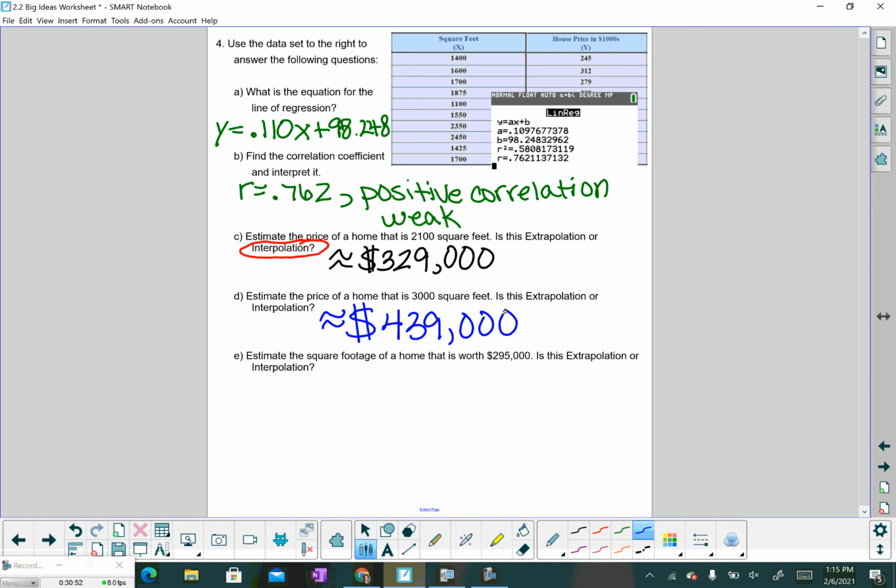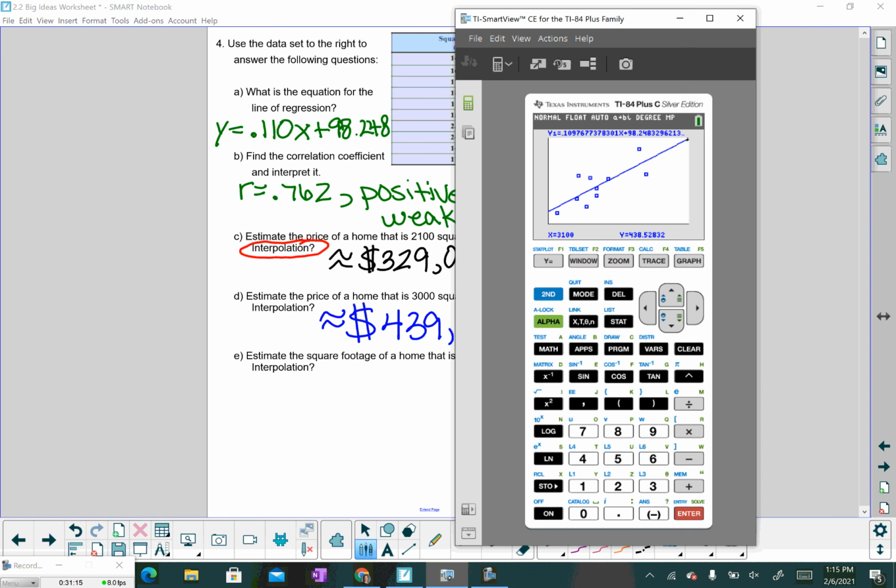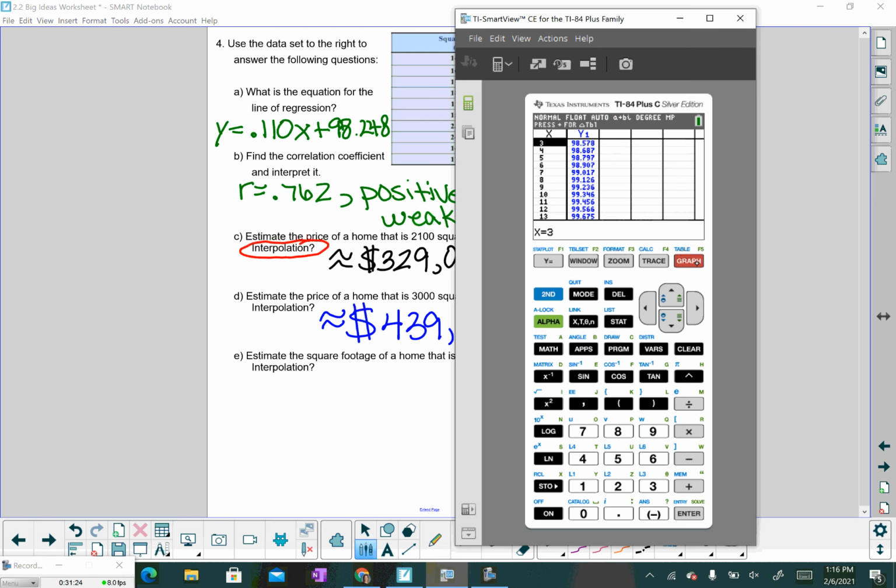Okay, now this time the data value we said was beyond what we were originally given, which is why we had to change our window. So that means that this is extrapolation. That's going to be a big clue for these: if you have to change your window to find the value, it's extrapolation. If you don't have to change your window, it's interpolation, more than likely. The other way to do this that we've talked about before is you can go into the table of values and you can just scroll up and down until you find the value that you're looking for.